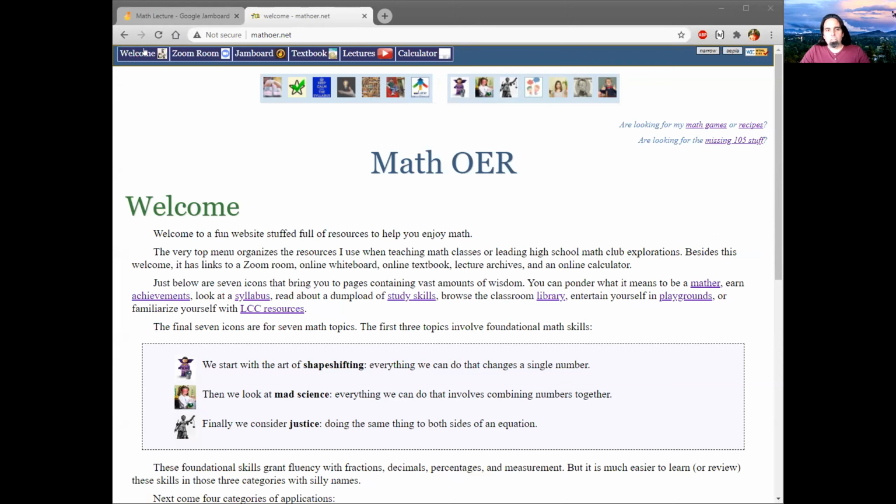In the website at the top, there's all sorts of good resources. The welcome brings you here. The Zoom room brings you to the Zoom room. You don't have to remember that link. The Zoom room is always open and never has a password.